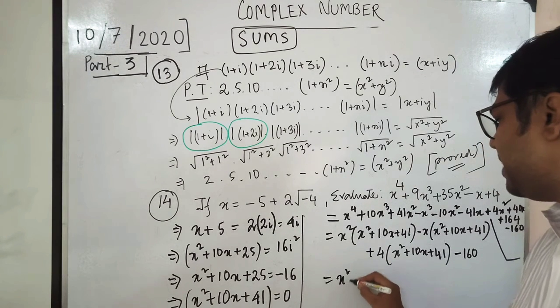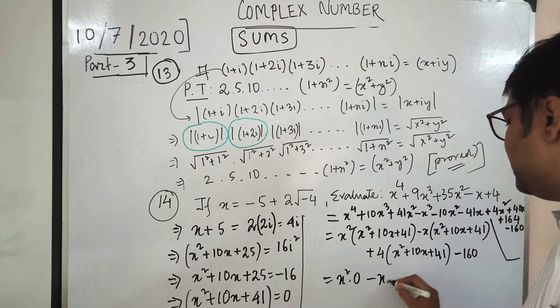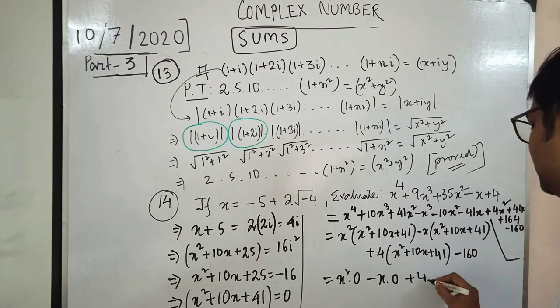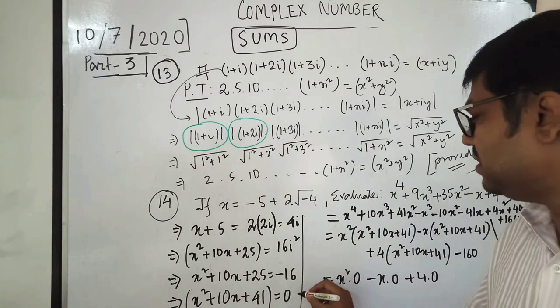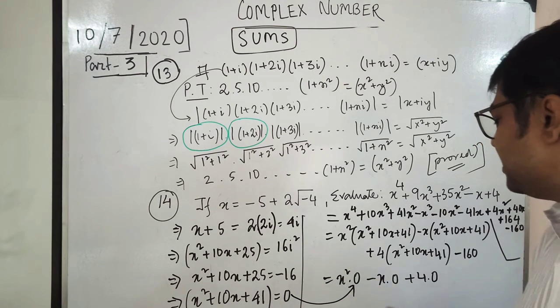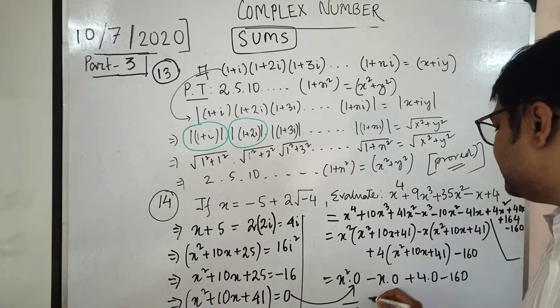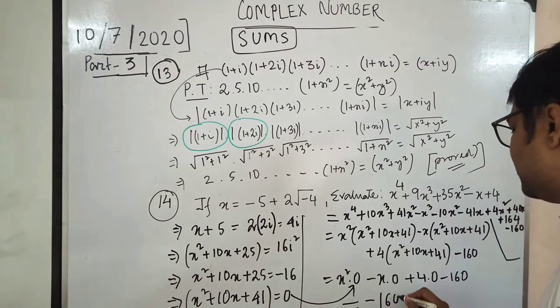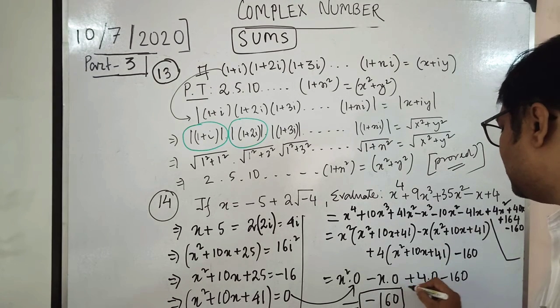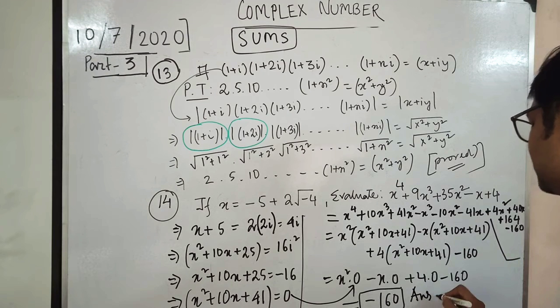So that means here you get what? Here you get x squared into 0 minus x into 0 minus 4 into 0. Why is this 0? Because this is 0. I am taking this value, putting this value over here. Minus 160. So the value of this expression is becoming minus 160, which is the answer of this.